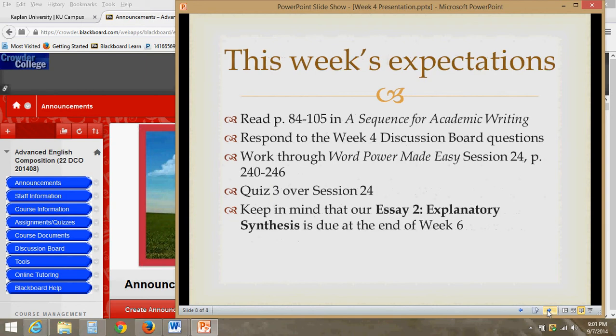So things to keep in mind for this week's expectations: you need to read page 184 to 105 in the sequence for academic writing and respond to the week 4 discussion board questions. We also have a quiz this week over session 24. So work through Word Power Made Easy session 24. That's on page 240 to 246. And take that quiz. I'll be emailing you out the password for the quiz.